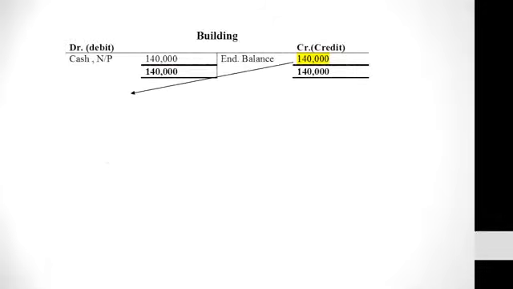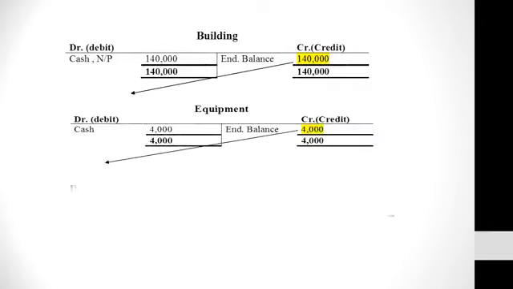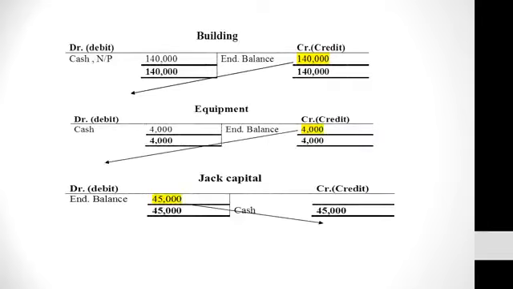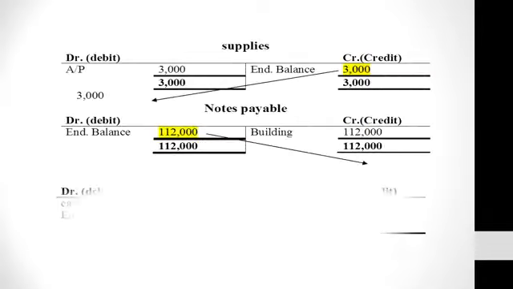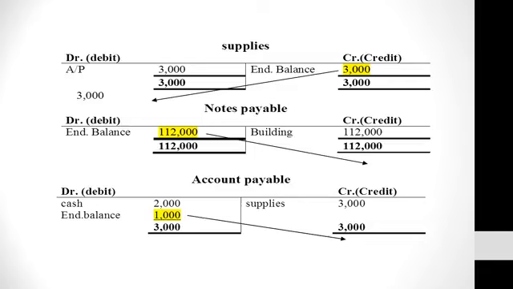We're going to continue doing this for all the accounts we have: for building, for equipment, for Jack Capital. I'm going to transfer and post all the figures of these accounts from the journal to their place within the ledger. We keep doing this for supplies, notes payable, accounts payable. But let's see how we calculate the balance, for example, for accounts payable.